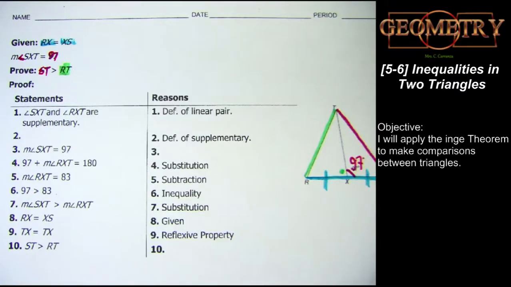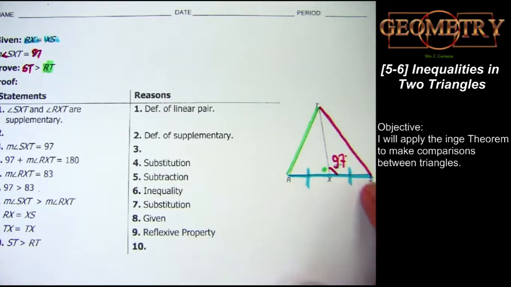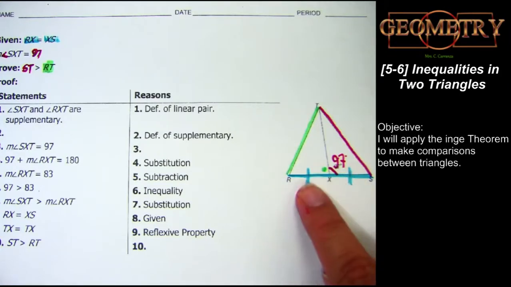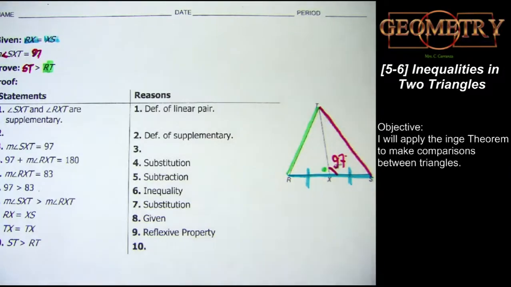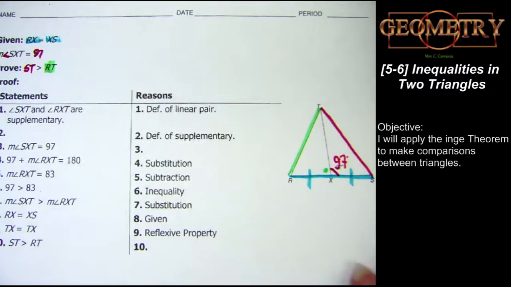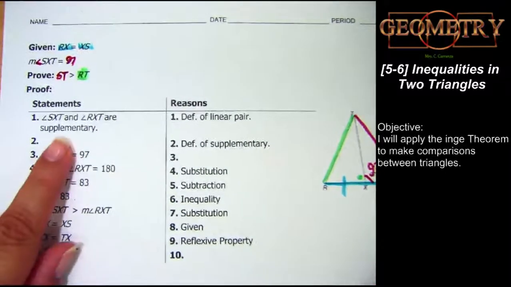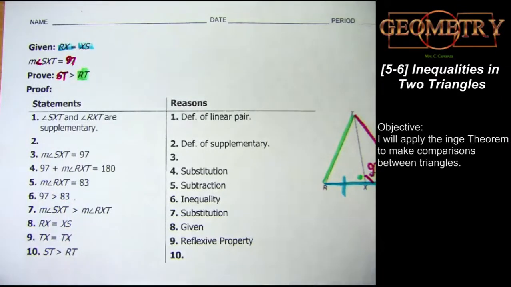They started by talking about the definition of a linear pair. If I look at this blue line, I've created these two angles here on the right and here on the left. They form a straight line. They are a linear pair. And because they are a linear pair by definition, they are also supplementary. And so the question to you is, what does supplementary mean?